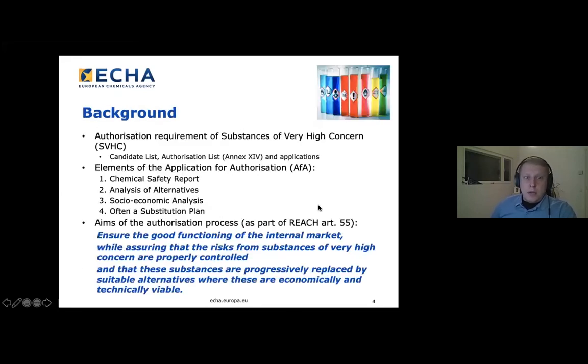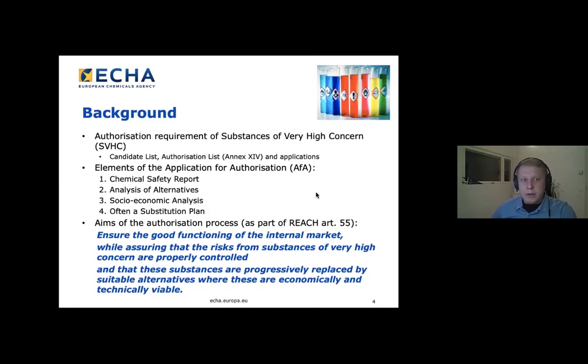So the background on the authorization process. This is a requirement to restrict substances of very high concern. So we're talking about the CMR, so carcinogenic, mutagenic, and toxic to reproduction substances, as well as PBT, so persistent, bioaccumulative, and toxic, as well as very persistent, very bioaccumulative substances. So it's a broad sort of scope here.